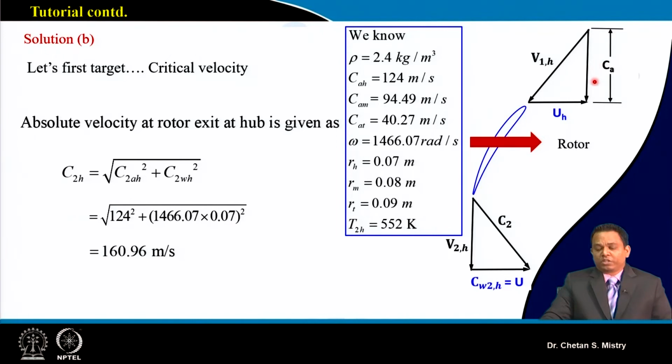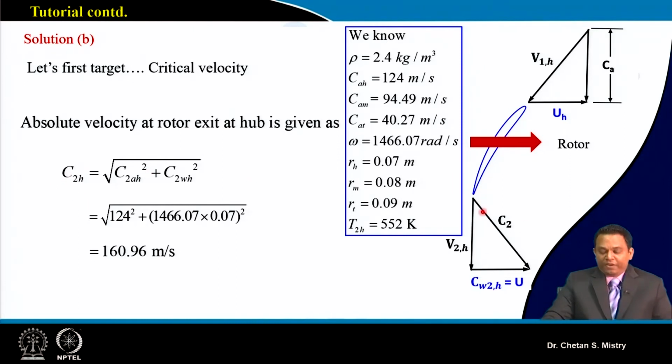Okay. So this is what it is at the hub, this is what is at my inlet, and this is what is at my exit. Now from our velocity triangle, we are looking for the critical velocity calculation. That means we are looking for the relative velocity component. In order to calculate the relative velocity component, we must know the other velocity components. So let's start with this.